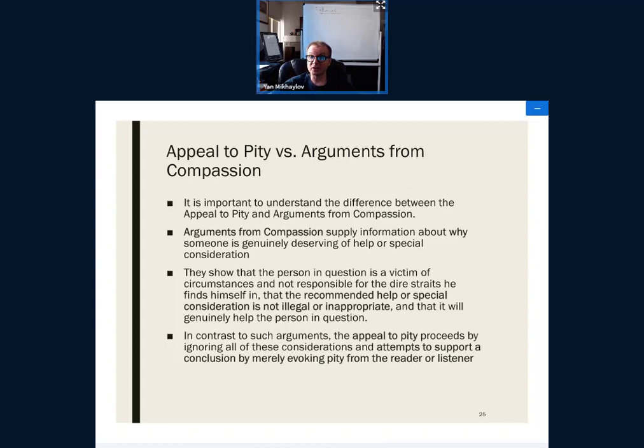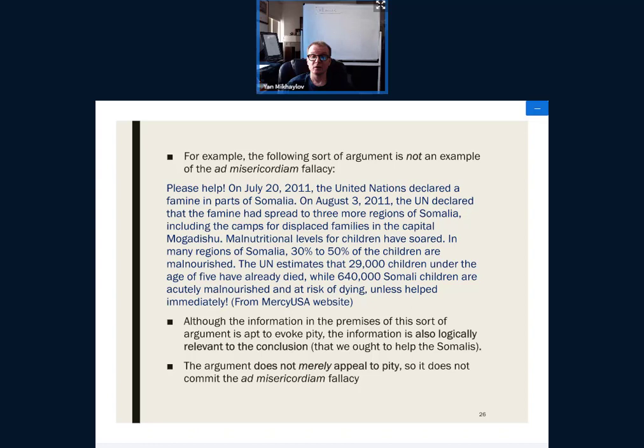Now, in some cases there again can be exceptions. For example, instead of appeal to pity, you can have an argument from compassion. Cases when compassion is relevant. The circumstances could be relevant for whatever conclusion. If somebody is asking for help for whatever reason, it is of course relevant whether they need the help. So here's an example from the book.